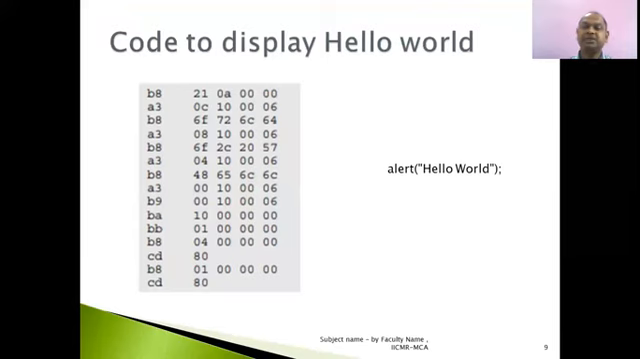A simple example we'll take. If we want to write a simple hello world program using machine code or assembly language, it looks like this, with codes like V821 and all that. It is more complex and not so easy to understand. But for the same code, displaying hello world in JavaScript, I need to write only alert, and in that I write hello world. That's all. Therefore, it is very simple to write and easy to learn.